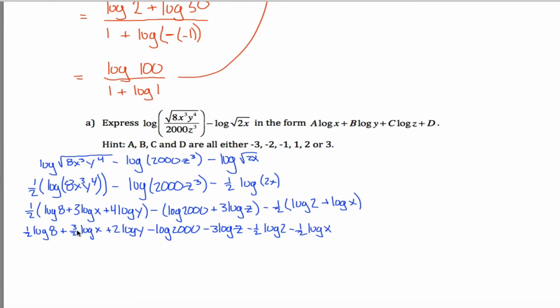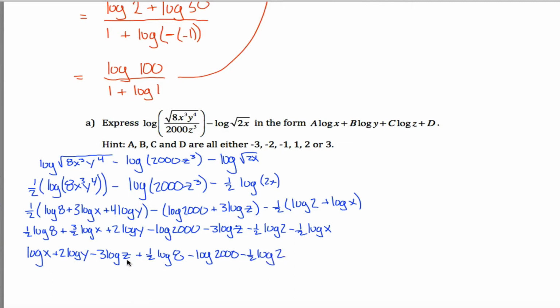Now if you start combining like terms, I got 3/2 log x minus 1/2 log x. I have a total of 1 log x. For my log y's, I just have this term here, which is plus 2 log y. Log z, it looks like I got -3 of these log z's. Then I got a whole bunch of numbers. I have plus 1/2 log of 8, and I have minus the log of 2000, and then I have this minus 1/2 log of 2.